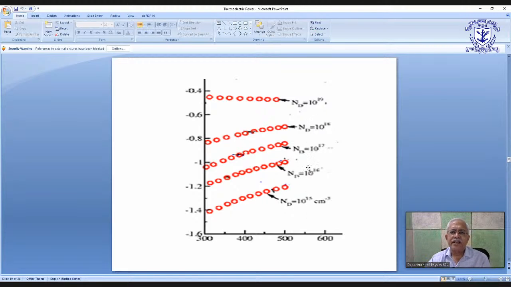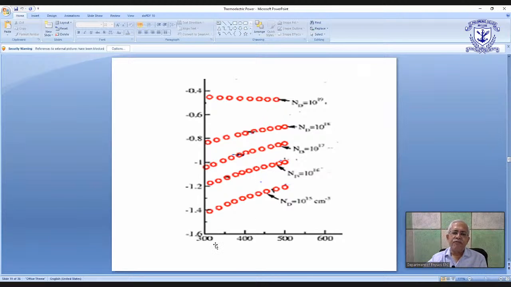Okay. As the conduction density, the carrier density, increases, we see that the Seebeck coefficient magnitude decreases. What is important is the magnitude. So we see that the magnitude decreases as the carrier density is increased. This is one aspect of an N-type semiconductor.